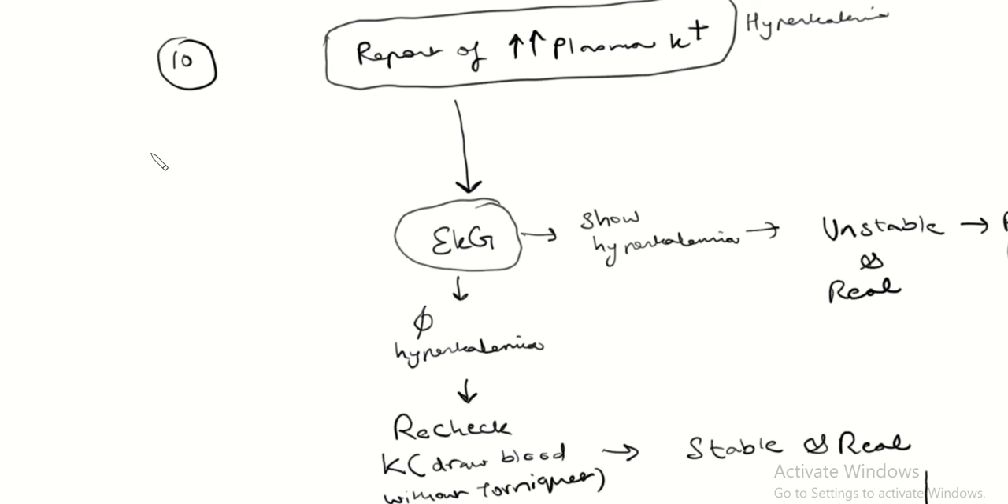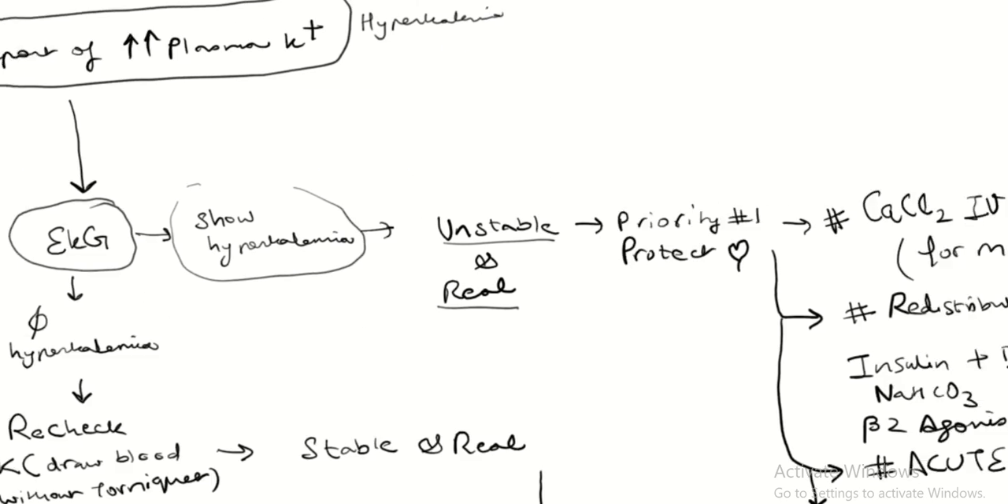If it shows T waves that are peaked, QRS that's broad, remember we went through it a second ago, P waves that are flattening and going away from the QRS, I am seeing electrical activity consistent with hyperkalemia. It's for real, and it's unstable. So the EKG is showing real unstable hyperkalemia. I have to do something about it right now. It is an emergent problem.